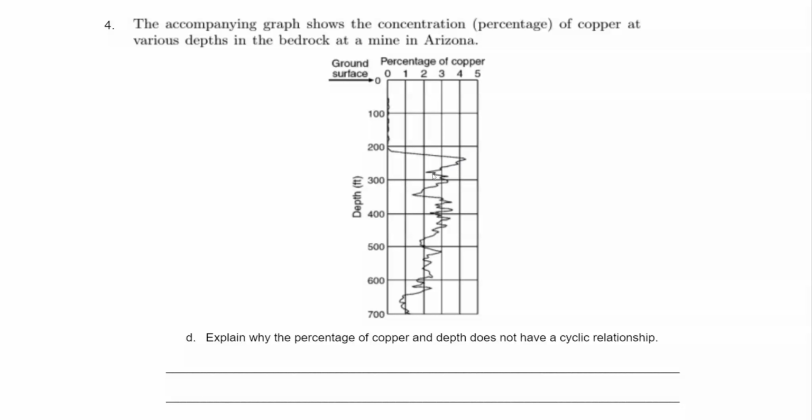It's not really repeating in the same fashion. I can't really predict what is to come next. So it's more of a fluctuating relationship. So I would say the highs and lows of the percentage of copper with depth is random and it is not predictable. That's why it's not a cyclic relationship. That's it.